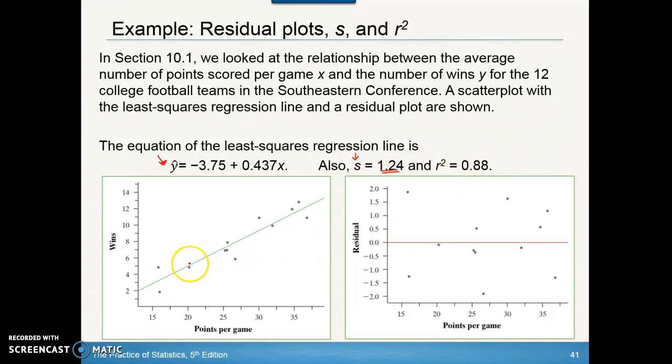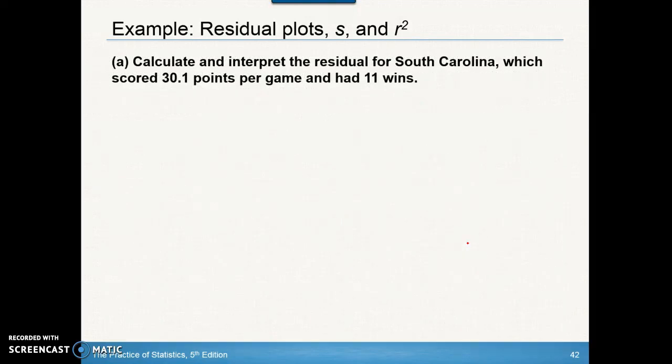Notice when we graphed it, our dots followed a linear trend, and my residuals were randomly scattered above and below the line y equals 0. So we know that we can use the least squares regression line, S and R squared. Now, let's calculate and interpret the residual for South Carolina, which scored 30.1 points per game and had 11 wins. Now, notice this is going to be your observed value.